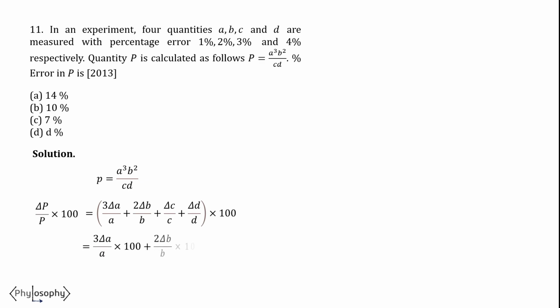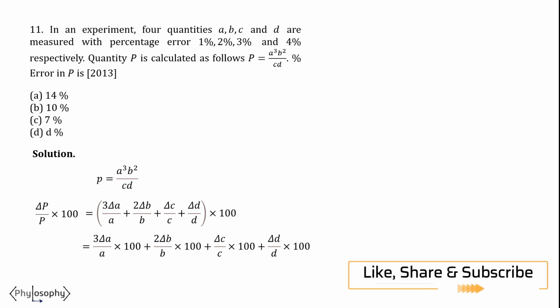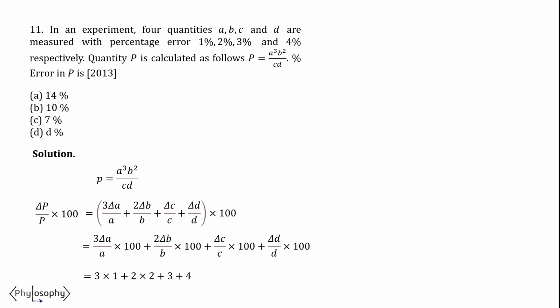Now this can be written as follows. And if you put all the values, that is the errors in measuring A, B, C and D, then you will get the final answer 14%. So the correct answer is option A.